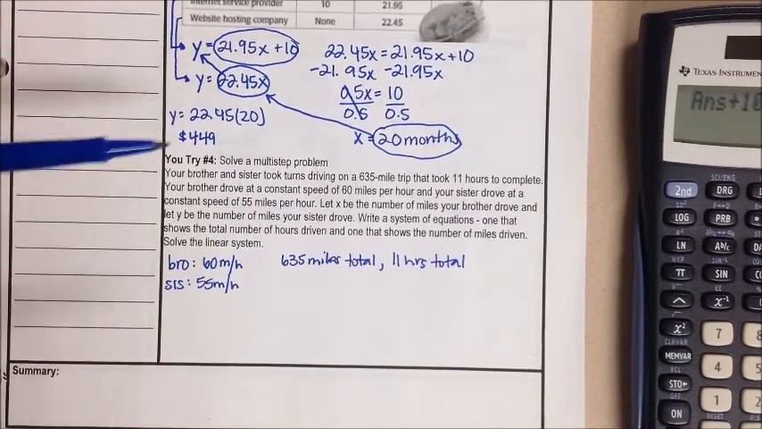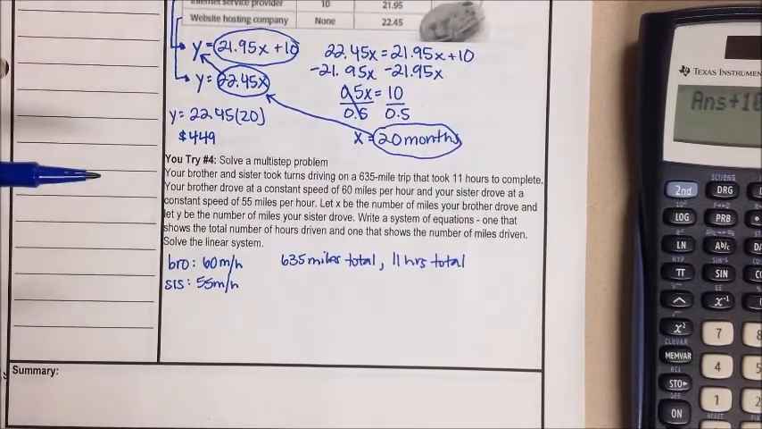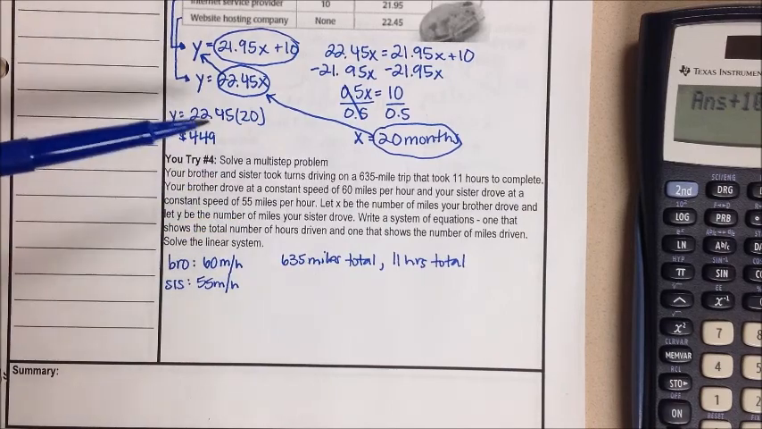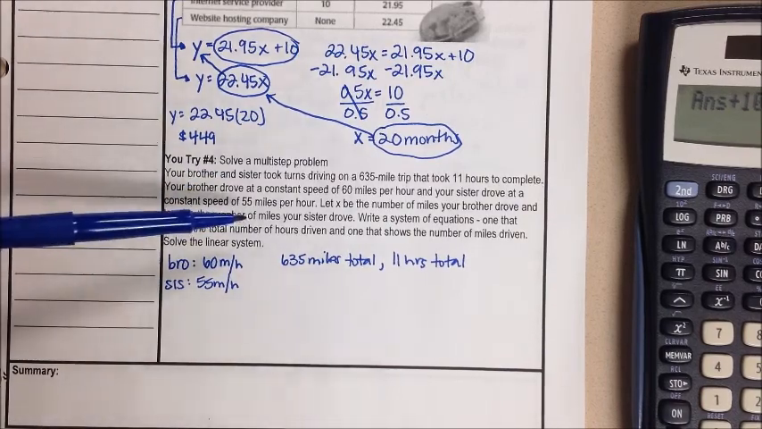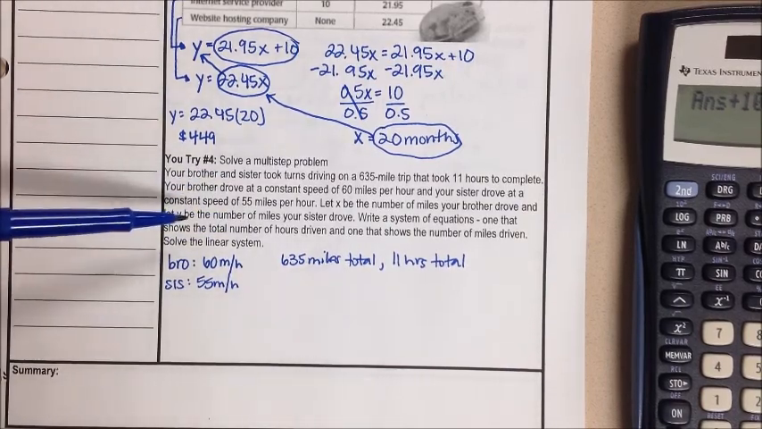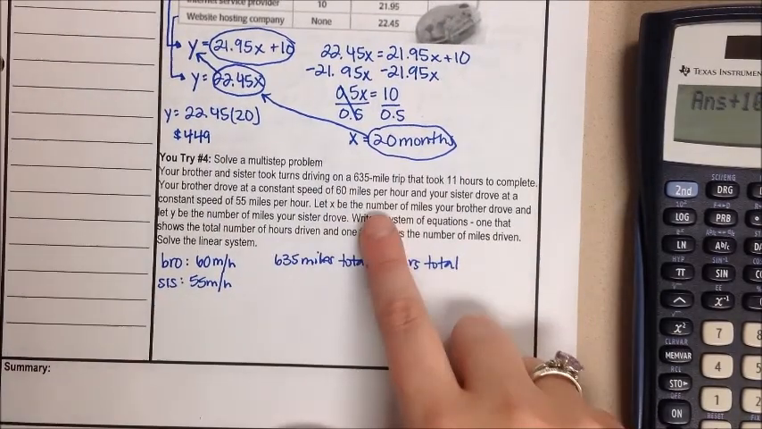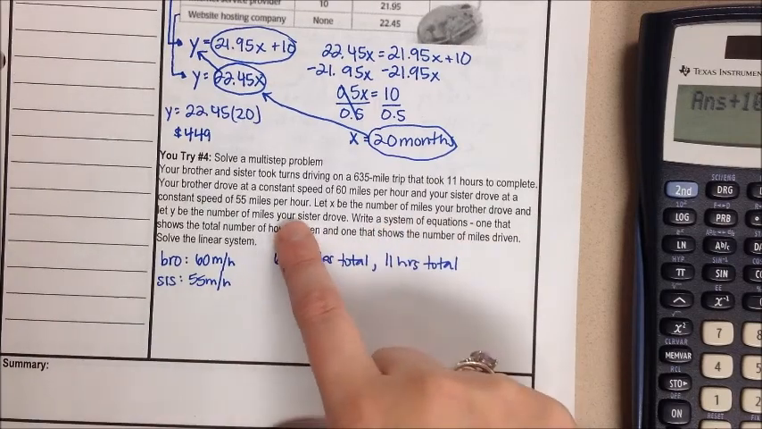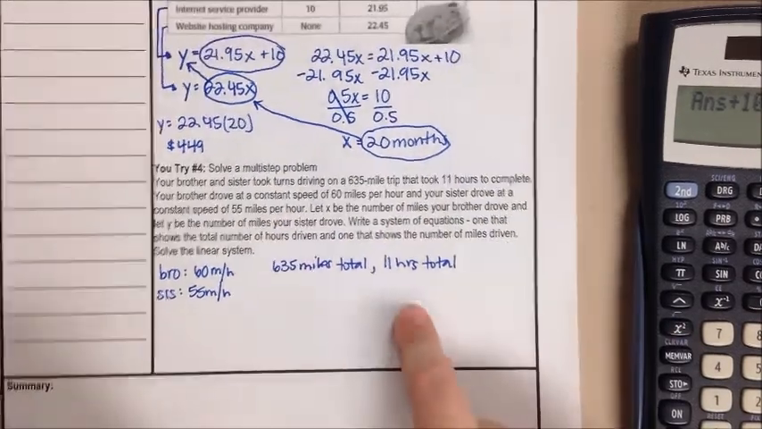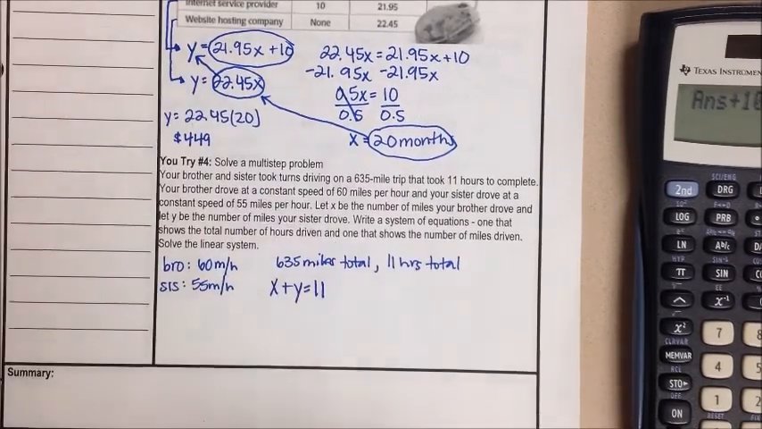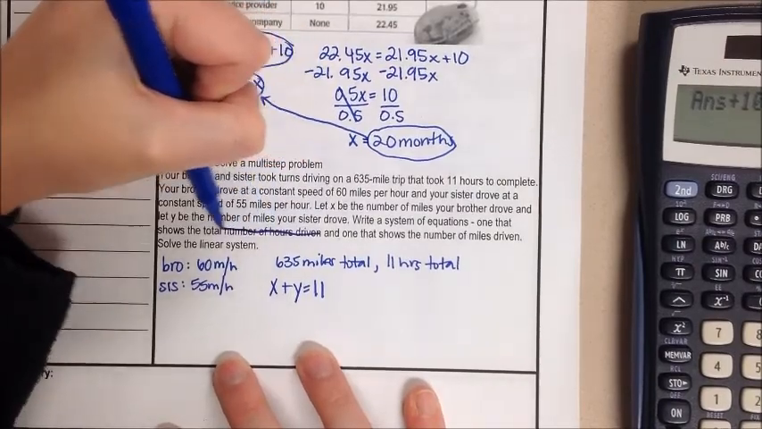Okay, let X be the number of miles your brother drove, and let Y be the number of miles your sister drove. Write a system of equations, one that shows the total number of hours driven and one that shows the number of miles driven, and then solve. Okay, so if I knew the number my brother drove and my sister drove, I would add them together to get 11. So the first equation is X plus Y equals 11. Okay, good on that one. So that's total number of hours driven, so we did that.